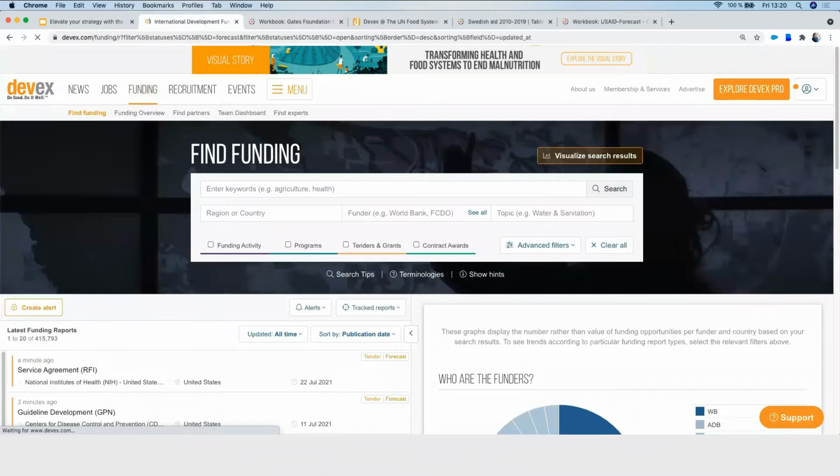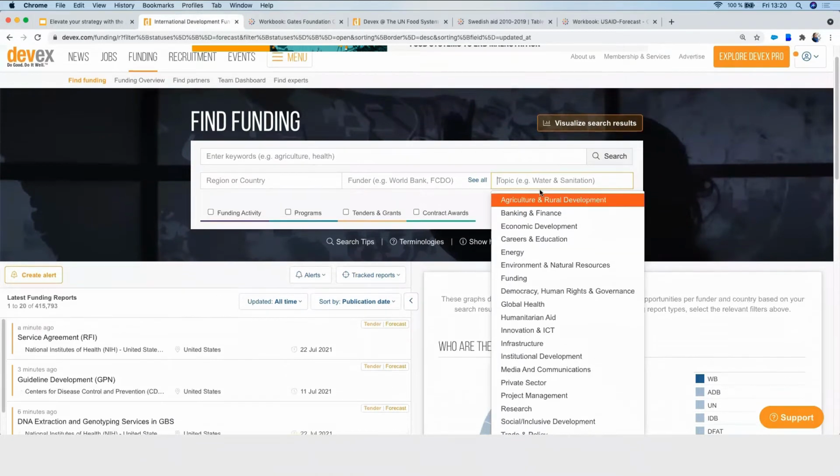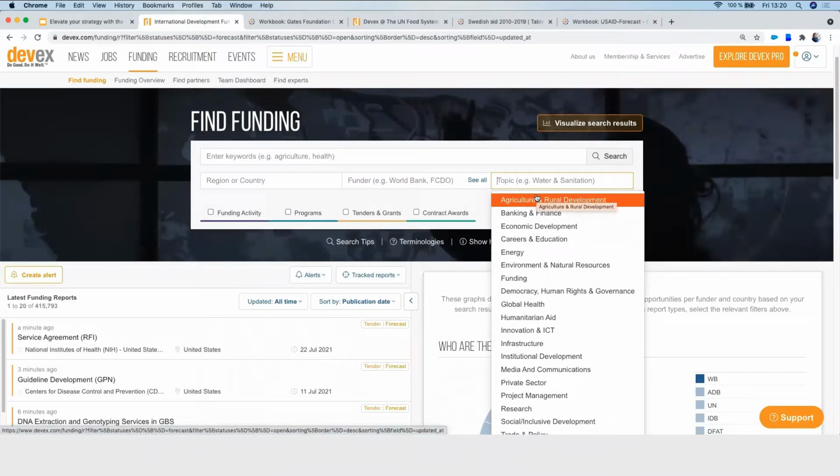Great. So here we have the Devex funding platform. So what you can see, first of all, here are the keywords where you can enter the sectors and the type of funding that you're interested in looking for. You can also search by topic. So we can start by doing that in this first case and do a broader search, and perhaps we can do a more specific one for our next use case. So I'm going to go and select here agriculture and rural development.